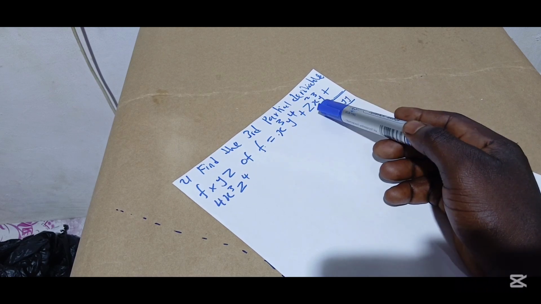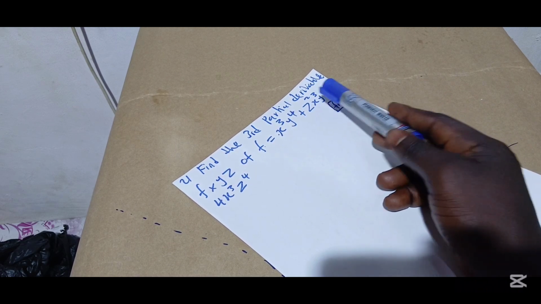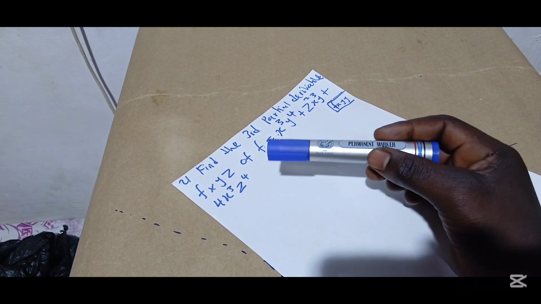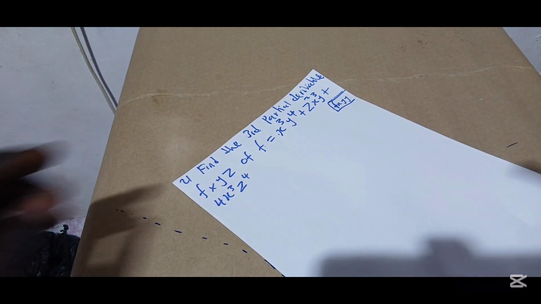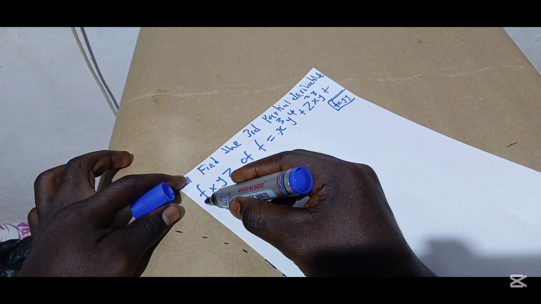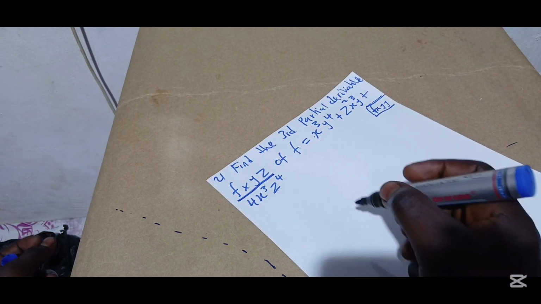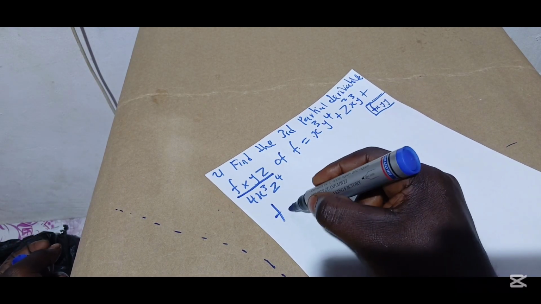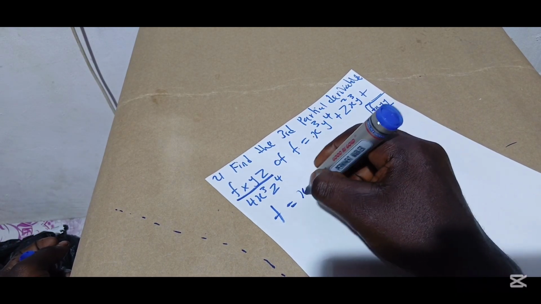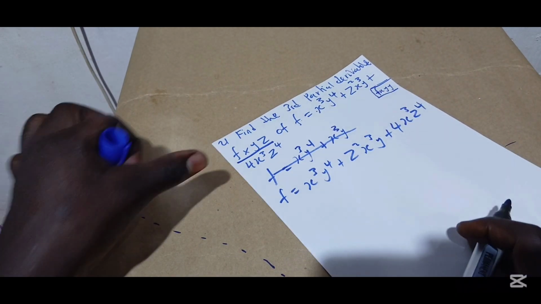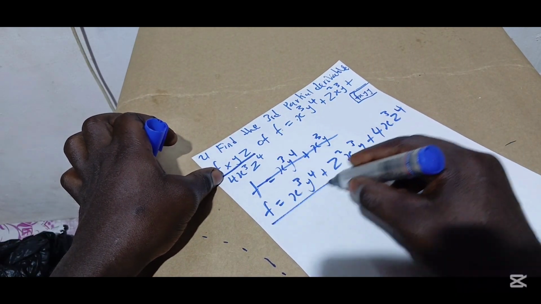Find the third partial derivative fxyz of f equal x to the power 3, y to the power 4 plus z to the power 2, x to the power 3, y plus 4x to the power 3, z to the power 4. We have to find the third partial derivative of this. So in this case, we have f to be x to the power 3, y to the power 4, and we have to find the partial derivative of this function.